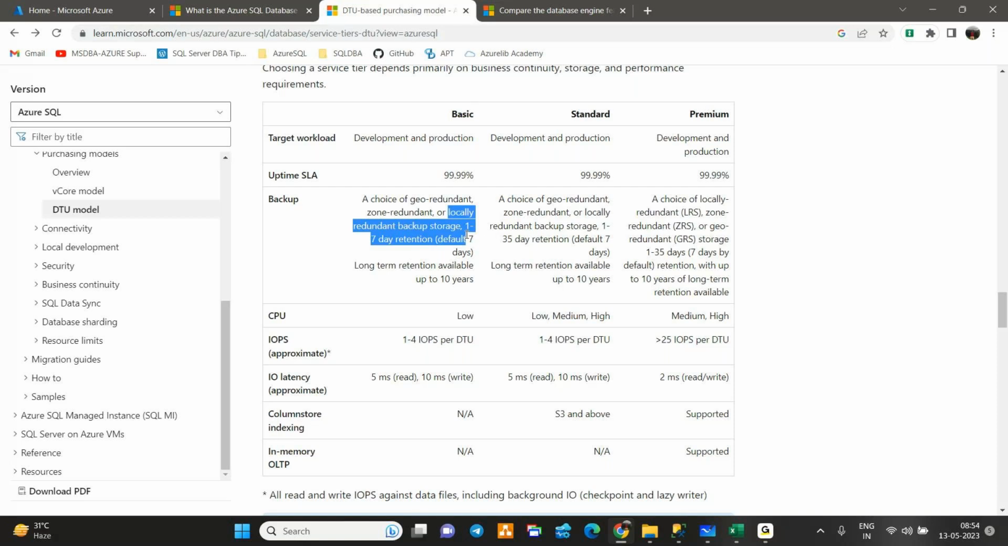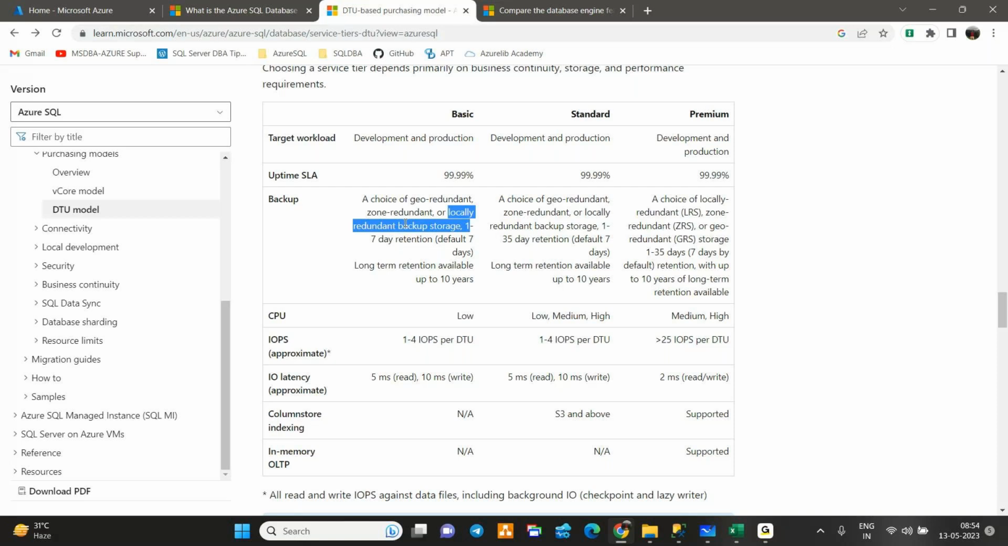Microsoft will take local redundancy backup. You can take the geo redundancy, the zone redundancy, or the local redundancy backup. Basically we don't know what geo redundancy, zone redundancy, and local redundancy are. Tomorrow we are going to explain the same concept, sir. You will get stronger understanding of what geo redundancy, zone redundancy, and local redundancy are.